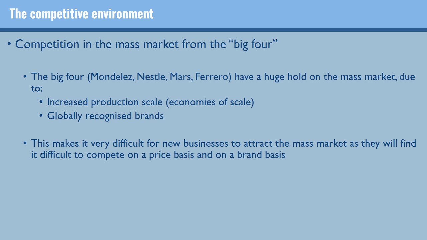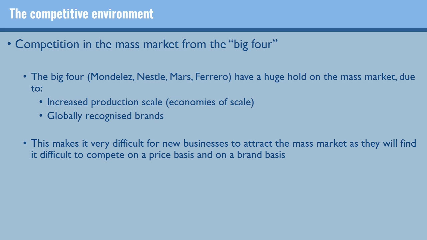They've got the ability to buy in bulk. They've got that sort of purchasing power. They're going to have economies of scale, and the key thing with economies of scale is that it allows them to reduce their unit costs, which then allows them to either reduce their prices potentially or just increase profit margins and make more money per item. So it's going to be difficult for a new business to try and attract the mass market and compete on a price basis.